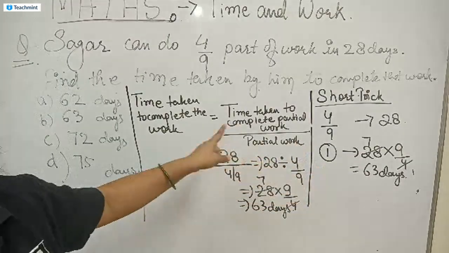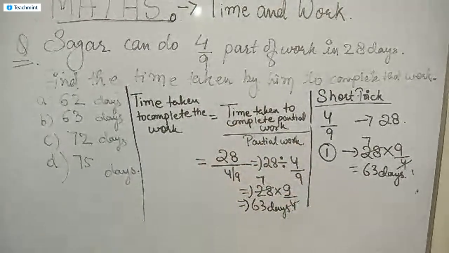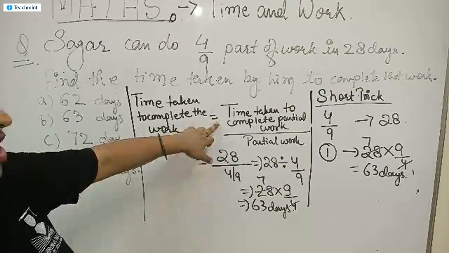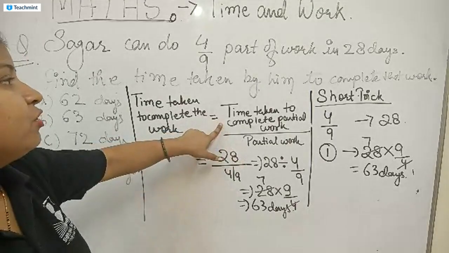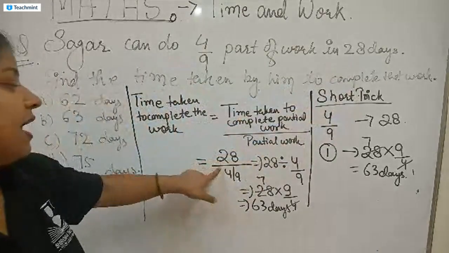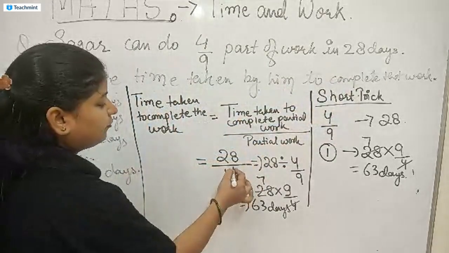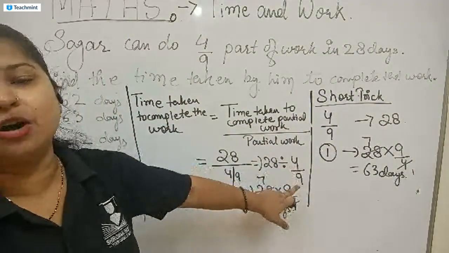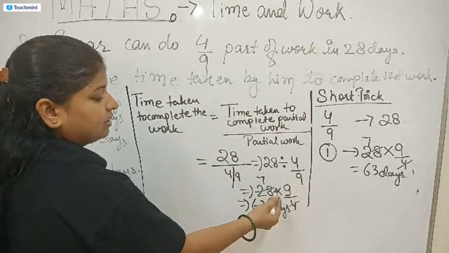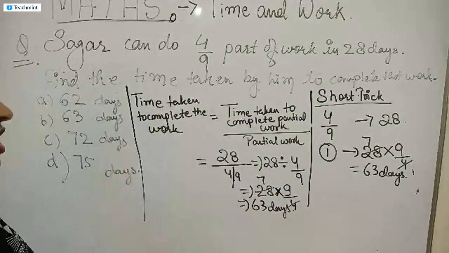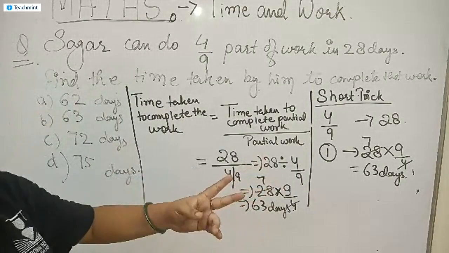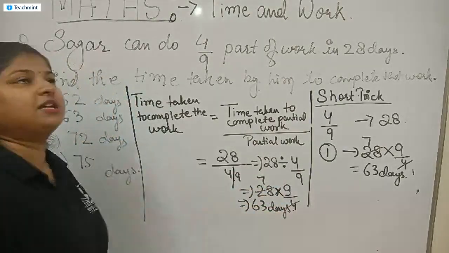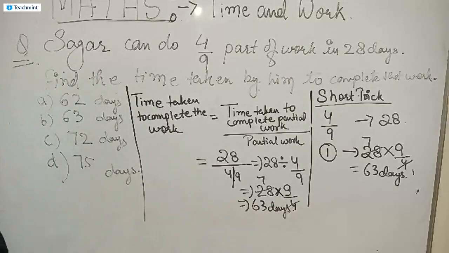That's the short trick. You can use the formula also. What does the formula say? Time taken to complete the work is equal to time taken to complete partial work upon partial work. The time taken to complete the partial work is 28 days, and 4 upon 9 of the work has been completed. So 28 divided by 4 upon 9. Division you change into multiplication, and 4 by 9 becomes the reciprocal, 9 by 4. So 4 1 is 4, 4 sevens are 28. 7 into 9, 63 days. Answer.